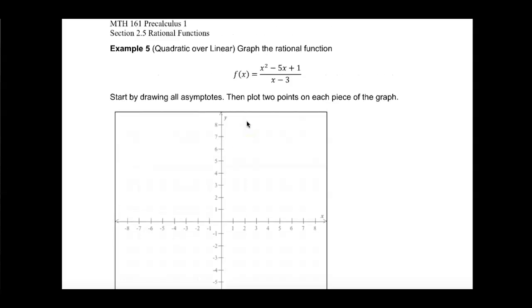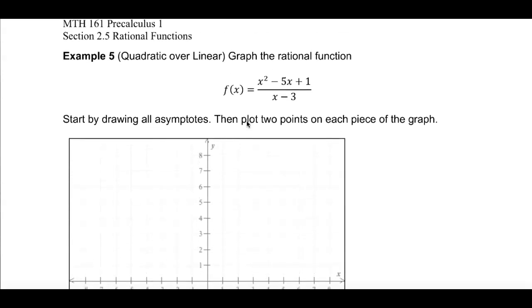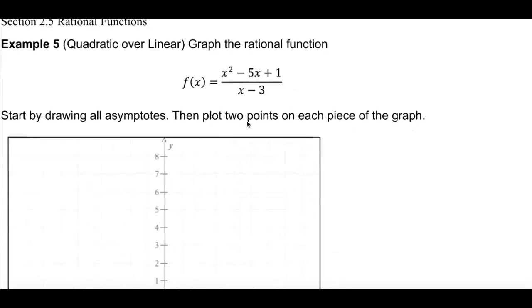In this video, we're going to go over the fifth example of graphing rational functions, completely graphing calculator free, but we just check it with our graphing calculator when we are done. So let's see what we have. We have a quadratic over linear. They said graph the rational function, start by drawing all asymptotes. So they are all the same type of problem, but I thought one more example would be helpful. So here, let me go ahead and start by finding the vertical asymptote.